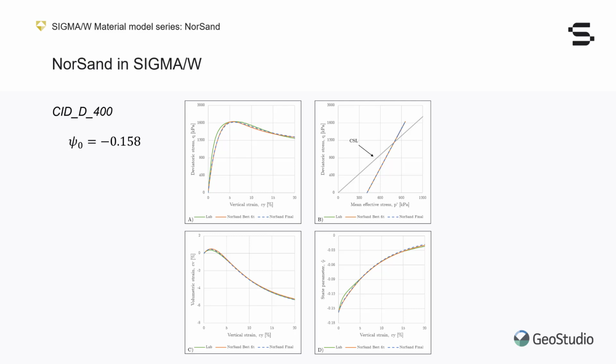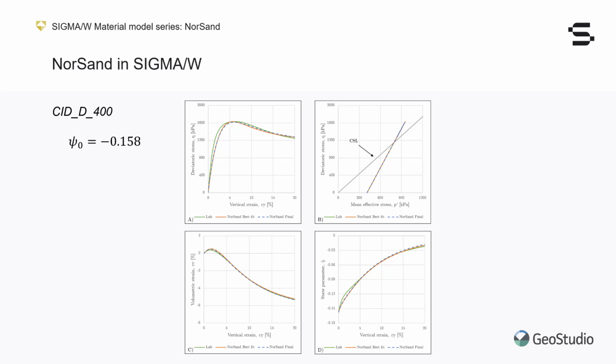The green curves are the lab results, and the red curves are the NorSand simulations for Sigma W with parameters chosen to produce the best fit possible. Finally, the dashed blue curves are the Sigma W results using the input relationships developed in the preceding steps that use the initial state parameter to initiate the shear and hardening moduli.